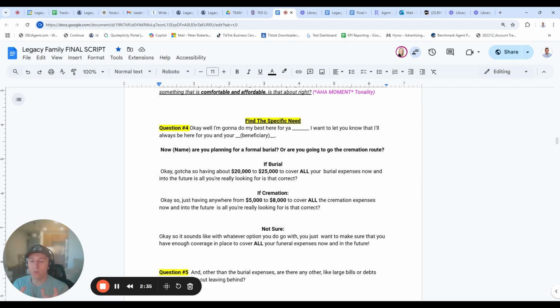So really important, this question captures, are they going burial? If so, make sure that you pitch them enough for a burial. Are they going cremation? If so, make sure you pitch enough that they're going cremation. If you're not sure, make sure you pitch kind of a combination of options.